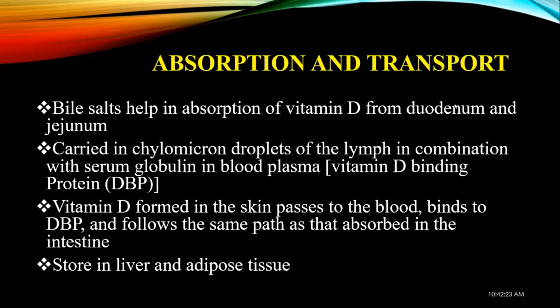So when this 7-dehydrocholesterol is treated with UV light, cholecalciferol is formed, that is vitamin D. From there, vitamin D enters the circulation and binds with the vitamin D binding protein. So they are transported to the target tissues in the same form, that is, as a complex with a vitamin D binding protein.